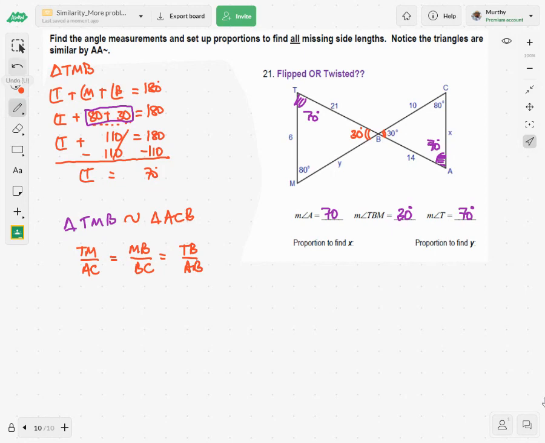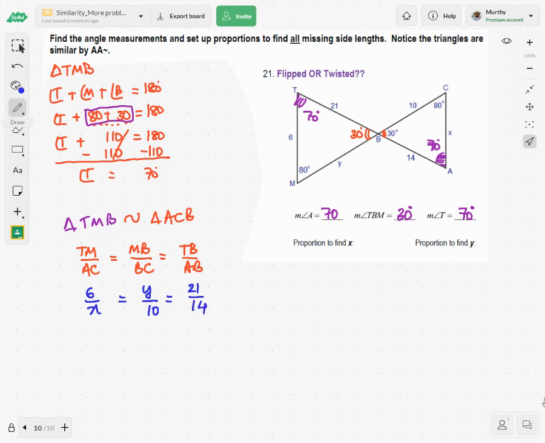Now just plug in the values from the diagram. I see that TM is 6 units, AC is x. Next, MB or BM is y. Then BC, where is BC? Oh, it's 10. Then TB equals 21 units. Then AB equals 14 units.